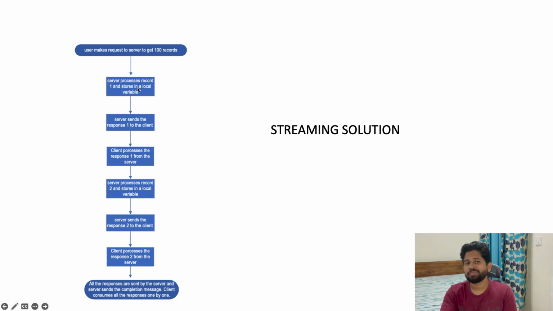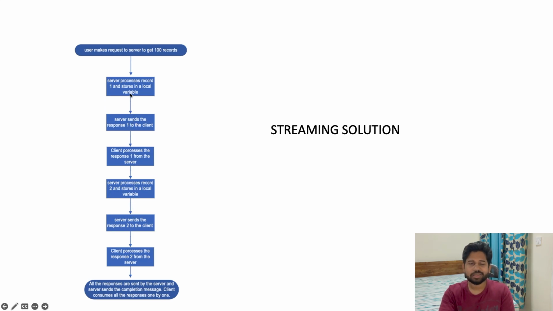So the server gets record one, gives it back to the client, and while the client is processing, at the same time the server starts to process record number 2, and then it will give me the data. And in a lot of scenarios this won't even be sequential.